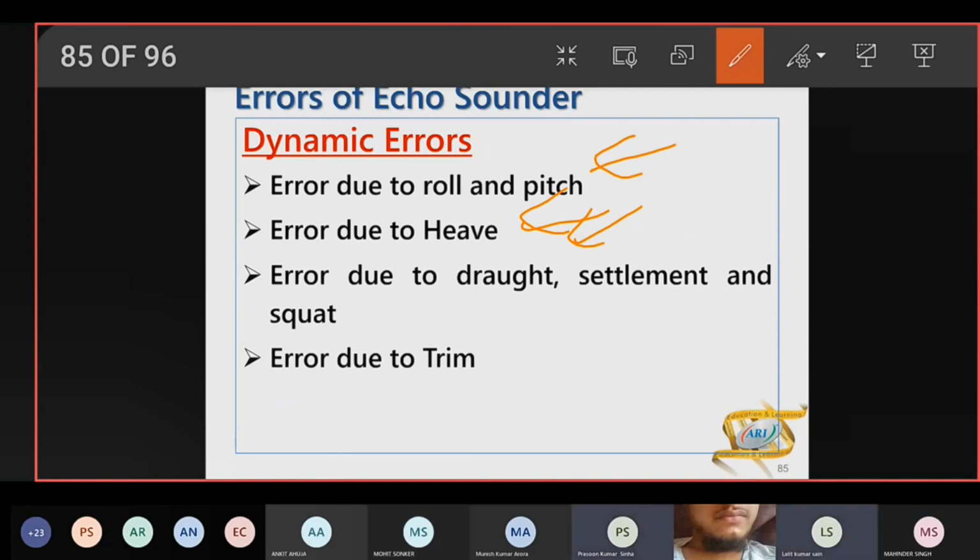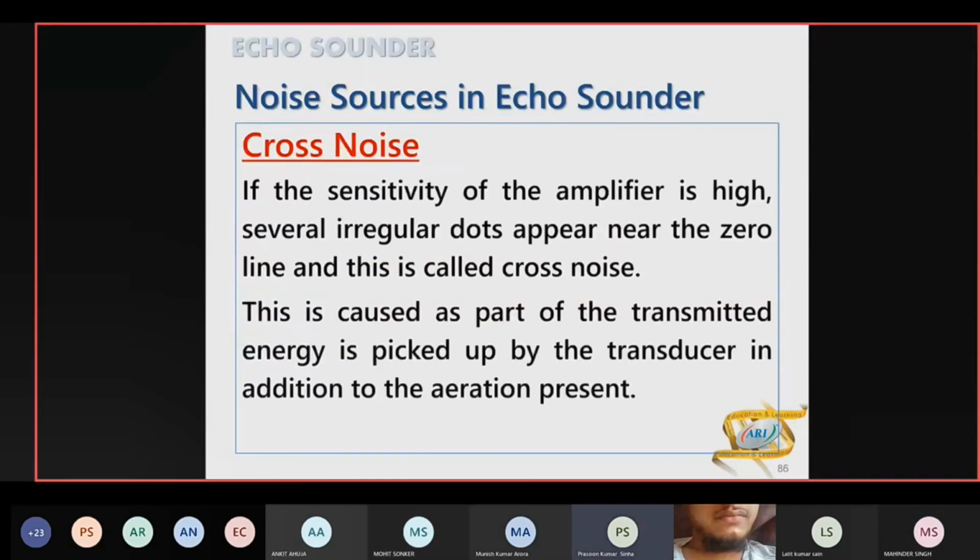So, all these are changing the situation of the transmission and reception of the pulse. So it will result in draft error. So any questions on the errors of echo sounder?